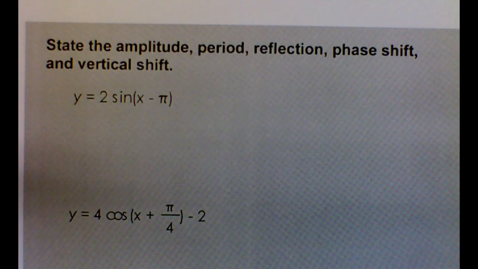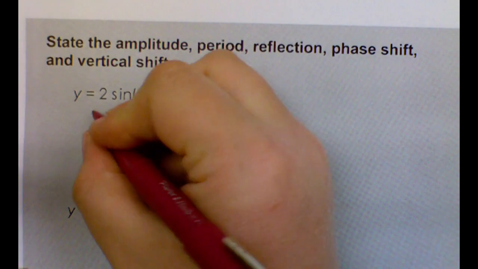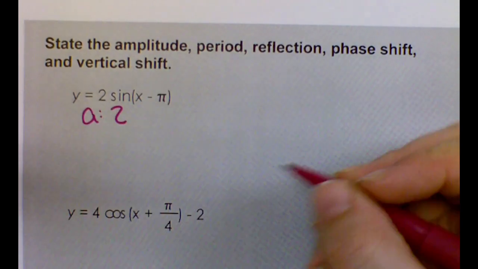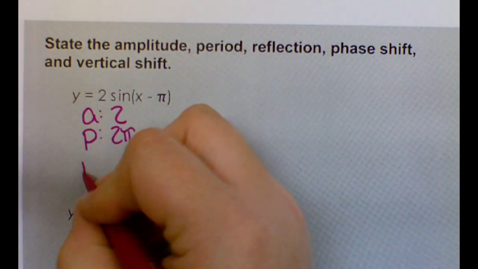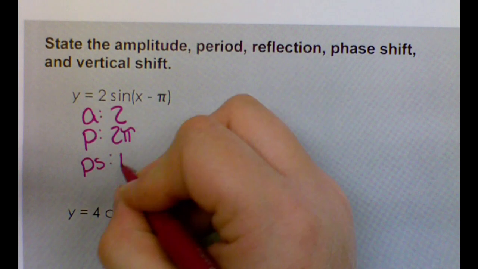All right, now we're just going to state each piece of this. We're not going to graph it right now. We're just going to say it. So this first one, the amplitude is the number out front, 2. The period is just 2 pi because there's no b value. The phase shift is pi to the right.